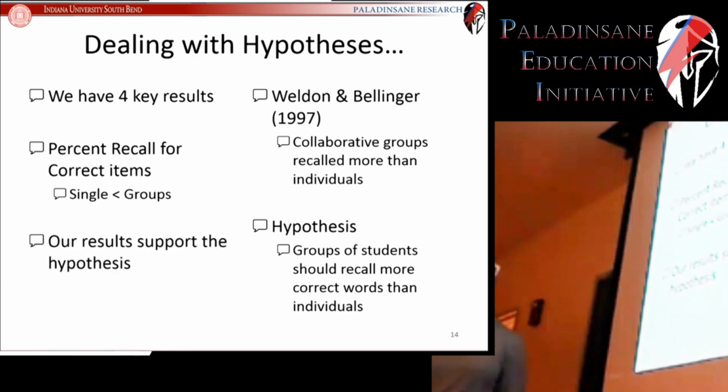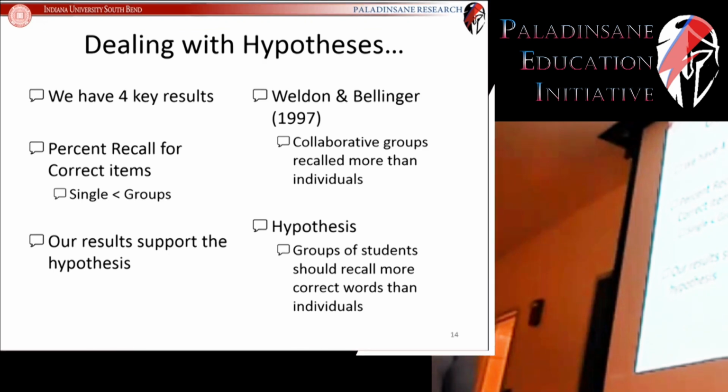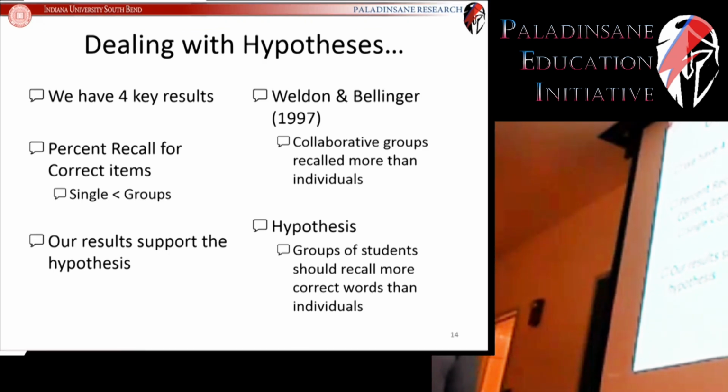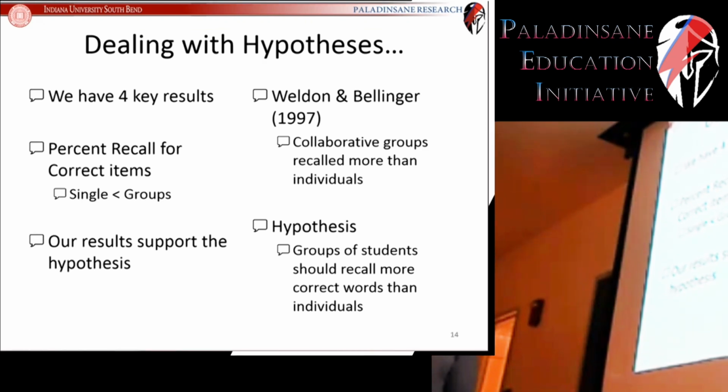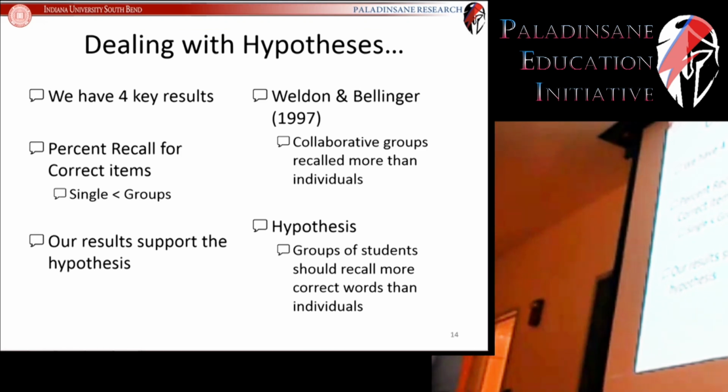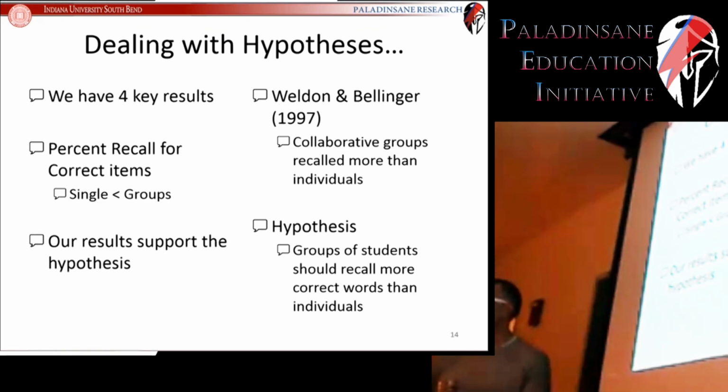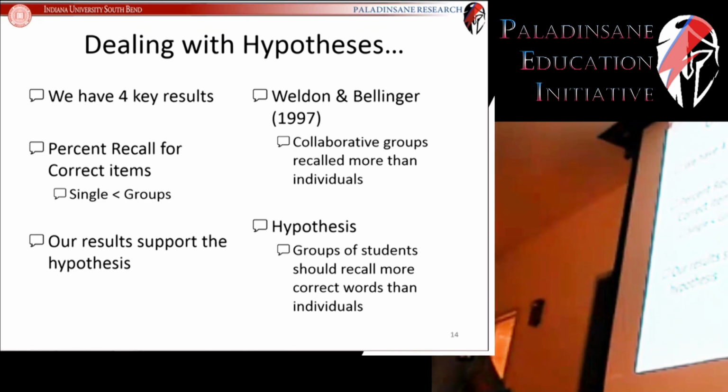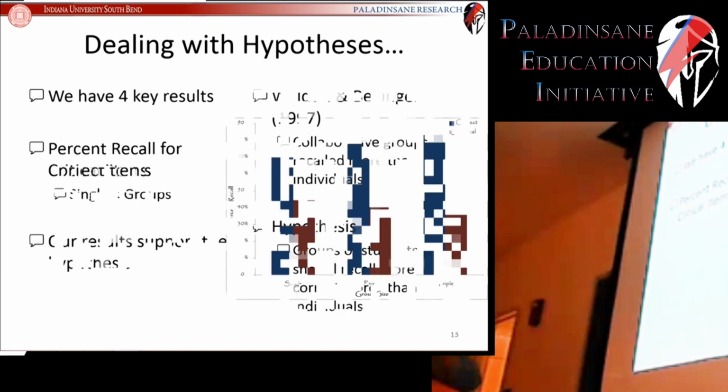So this is one example of a hypothesis that you can make, that if this theory is true and we do our experiment, then we should find groups of students should recall more correct words than individuals. So far, so good? Okay, so that is key result number 1.